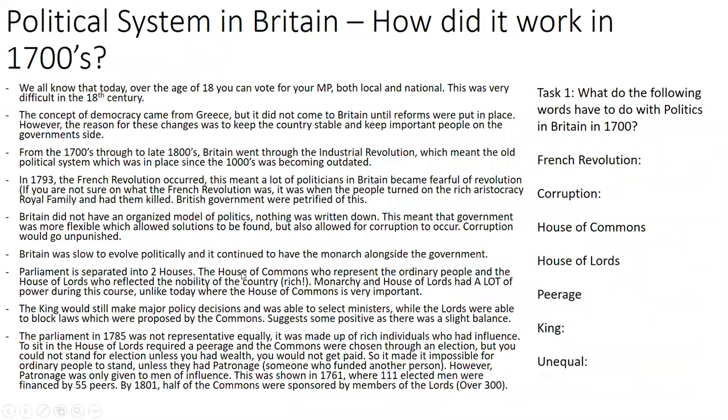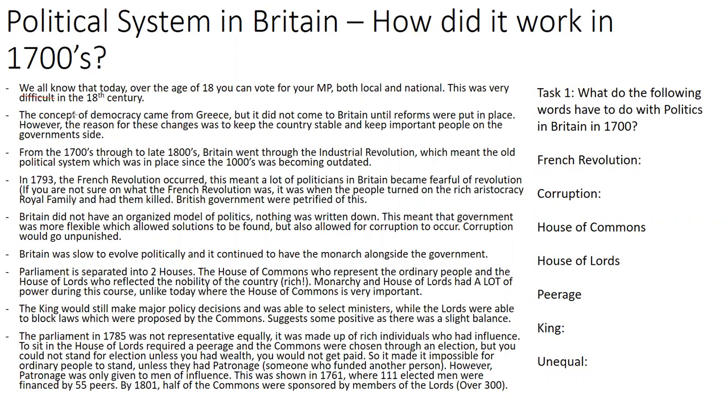Now, before we delve into anything to do with this course, we've got to understand how the political system works in the 1700s. We know that today, if you're over the age of 18, you can vote for an MP, local and national. That's a typo there. It was very different in the 18th century.